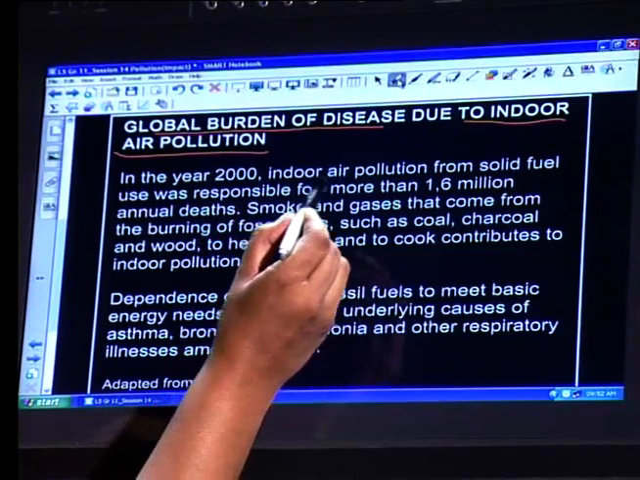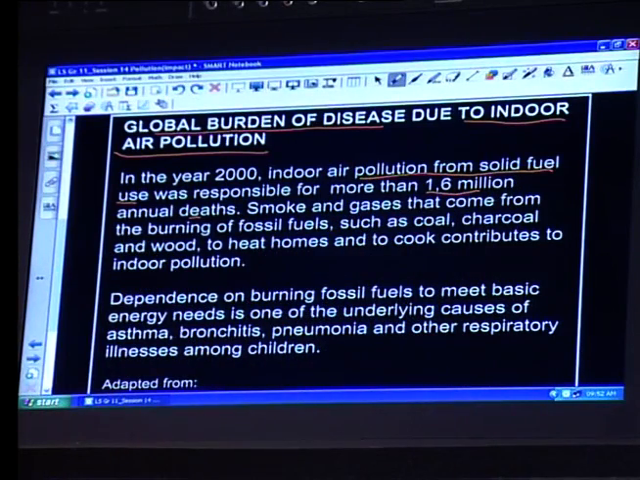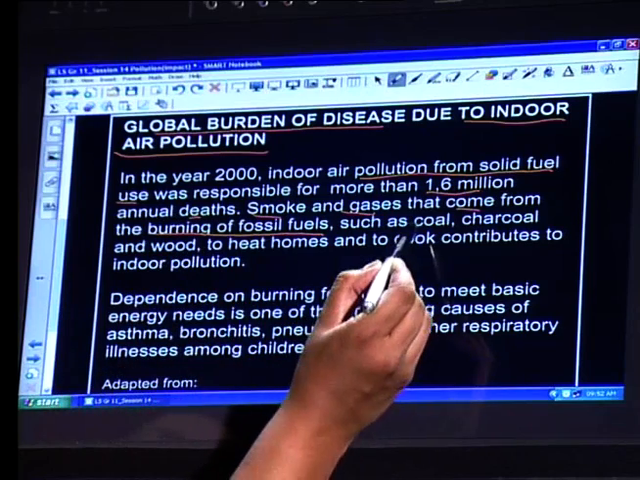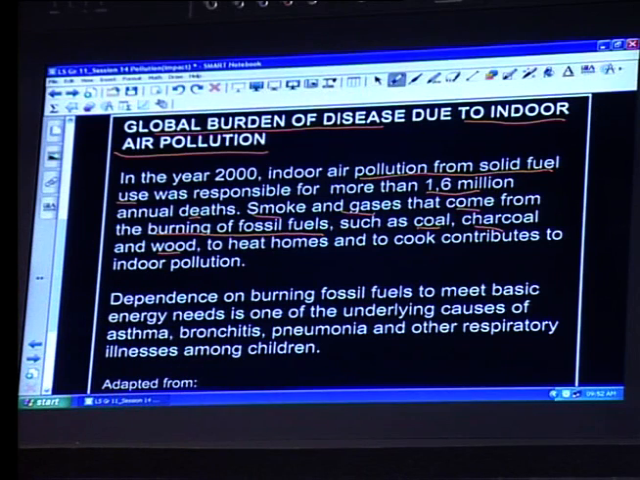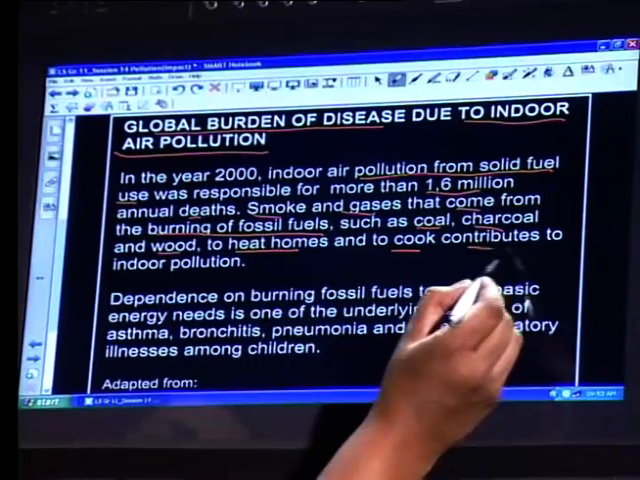Now, in the year 2000, indoor air pollution from solid fuel use. What is solid fuel? It's basically your coal. Remember, liquid fuels are like your petrol and paraffin, right? And gas obviously is a gas, but petrol and paraffin are liquid fuels. Coal is a solid fuel. So they used to use coal, and it was responsible for more than 1.6 million annual deaths. So every year, almost 1.5 million people used to die from indoor air pollution. Smoke and gases come from the burning of fossil fuels, such as coal, charcoal, and wood. So even wood and charcoal are solid fuels. So the deaths used to come from the burning of these solid fuels in their homes. And they used to use them to heat the food, to cook the food, to bake, and also to heat their water. And cooking contributes to the indoor pollution.